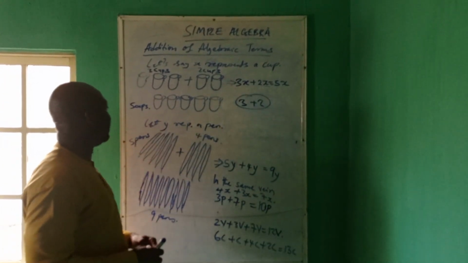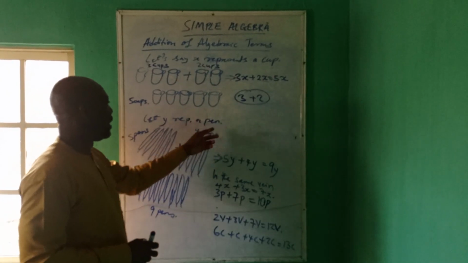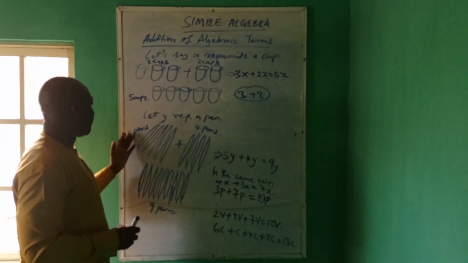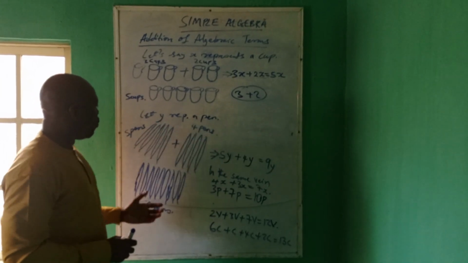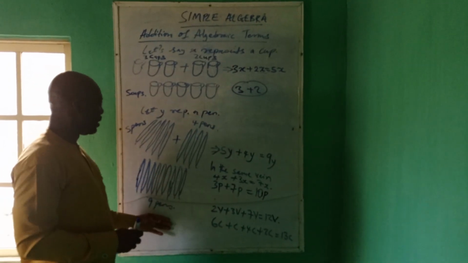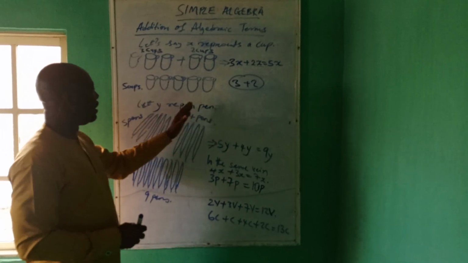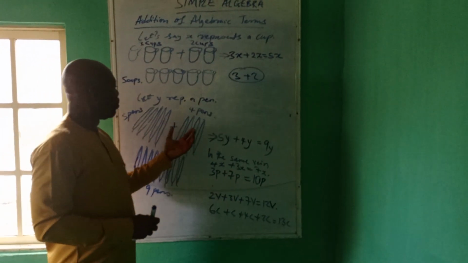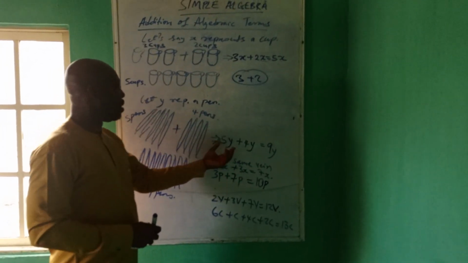Then let's take the second example. Let y represent a pen. We have 5 pens here. We have 4 pens here. When you bring these pens together, we have 9 pens here. This is like your primary school setting. I will say y represents a pen. So in place of 5 pens, we have 5y. 4 pens will have 4y.